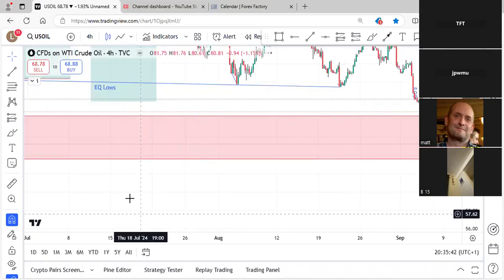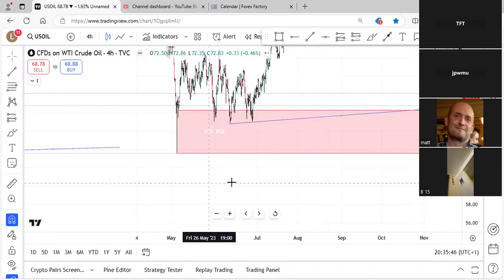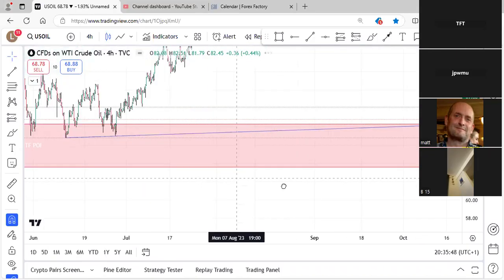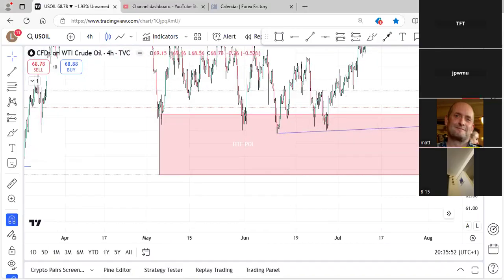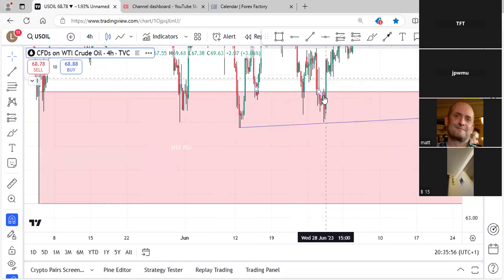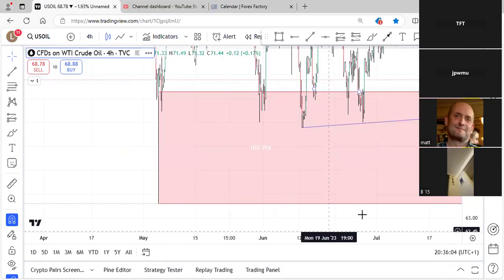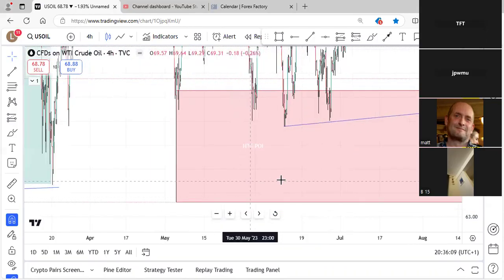Well, I believe anyway. Yeah, 4 hour imbalance. Zoom in so you can see. Imbalance in here, so wick low to the imbalance. That's pretty much how I work all of my zones, whether it's 4 hour, 15 minute, 1 minute, or 10 second.